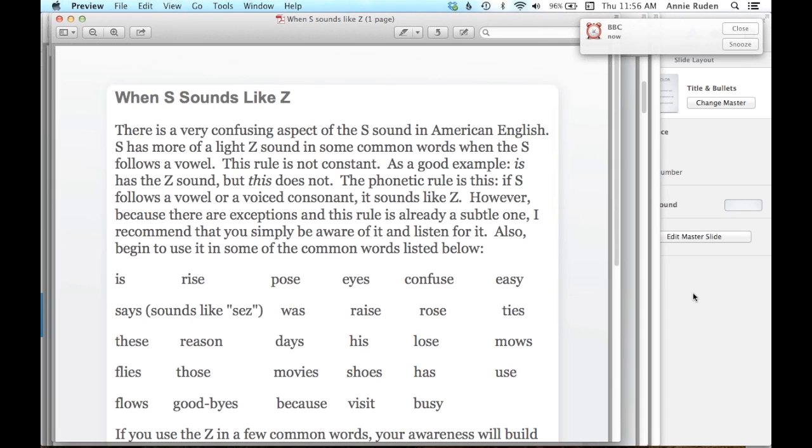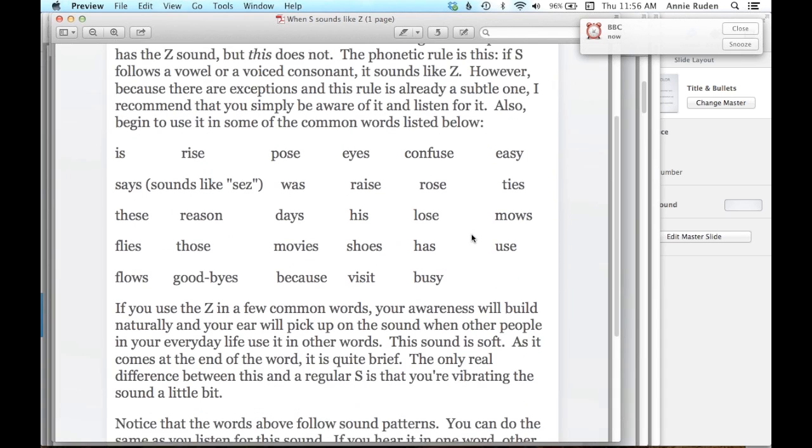So we're just coming up with a lot of exceptions, but like I said in this worksheet, it is very confusing. So the general rule is it has a Z sound if it follows a vowel or a voiced consonant. There are exceptions to this rule, and it's kind of subtle.